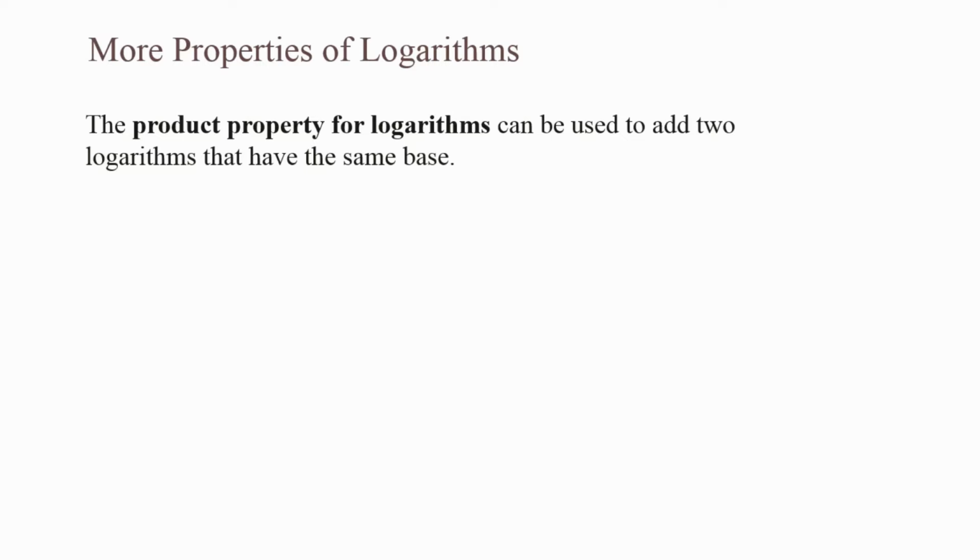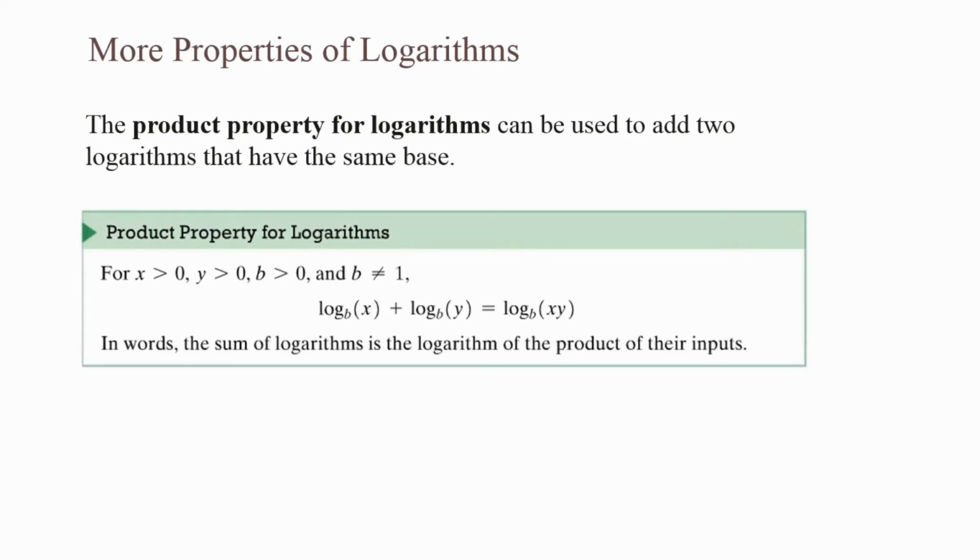More properties of logarithms. The product property for logarithms can be used to add two logarithms that have the same base. Product property for logarithms: for x greater than 0, y greater than 0, b greater than 0, and b not equal to 1, log base b of x plus log base b of y equals log base b of x times y. In words, the sum of logarithms is the logarithm of the product of their inputs.